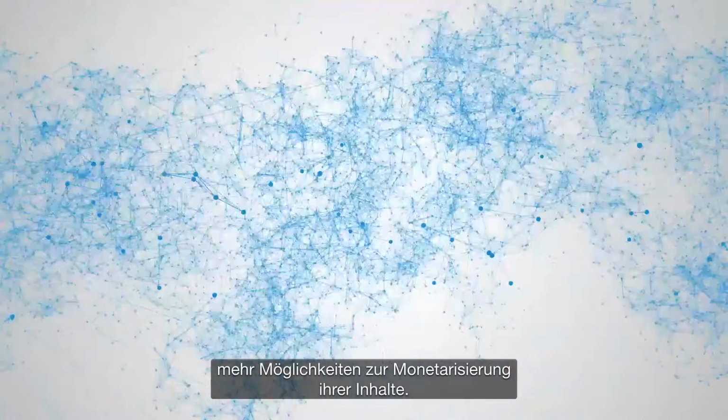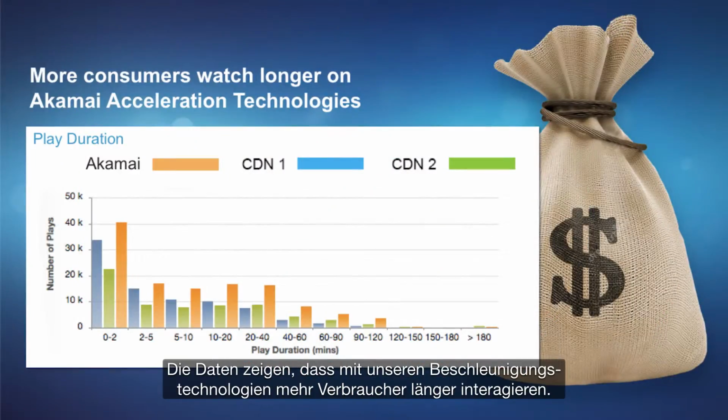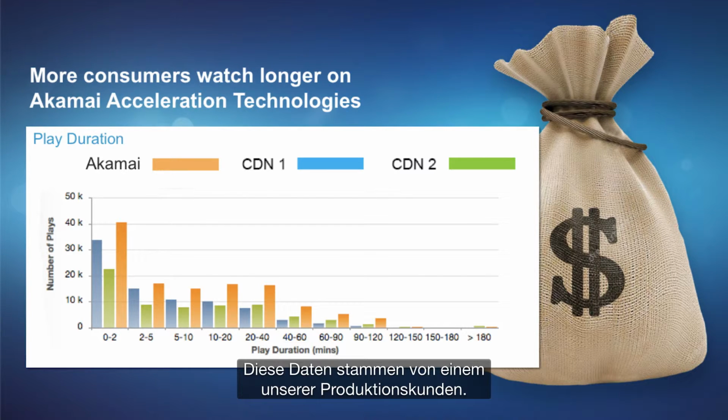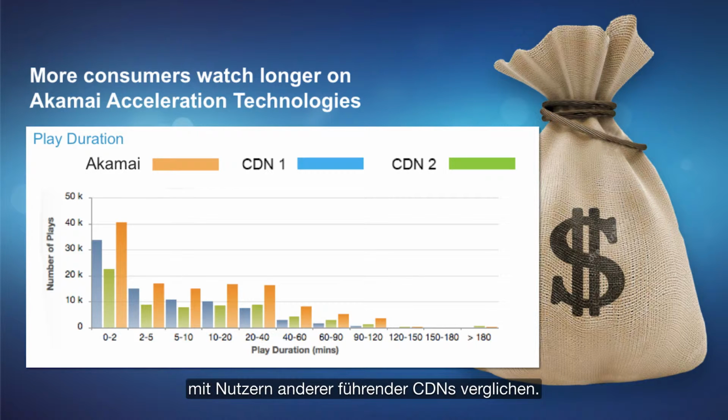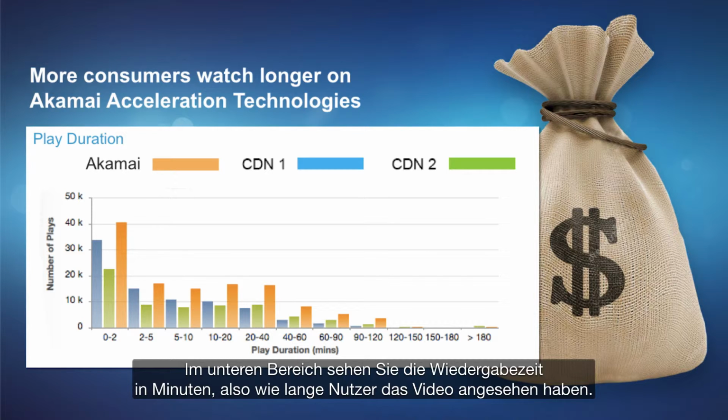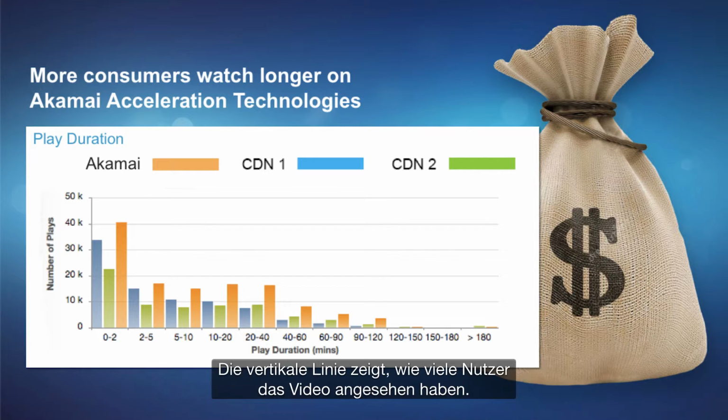This is some data where we show that more consumers are watching longer on Akamai acceleration technologies. Now, this data was taken from some of our production customers, and what it's showing you is viewers watching on Akamai streams against some other leading CDNs in the space. Along the bottom, you'll see the play duration in minutes for how long people watched, and the vertical line is showing how many viewers were actually watching.